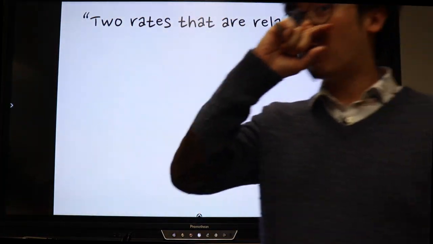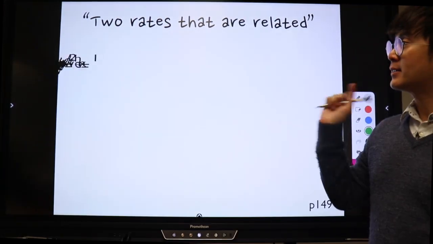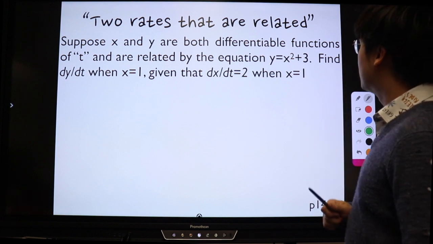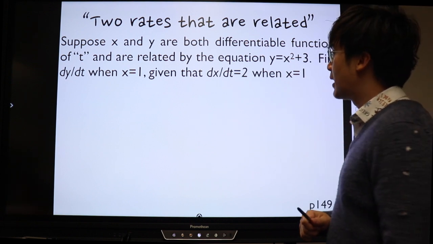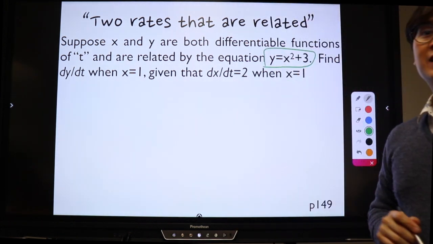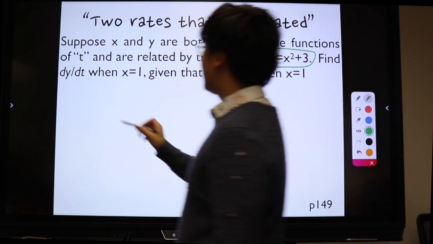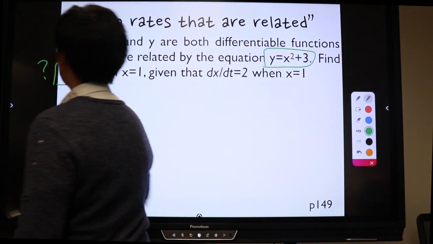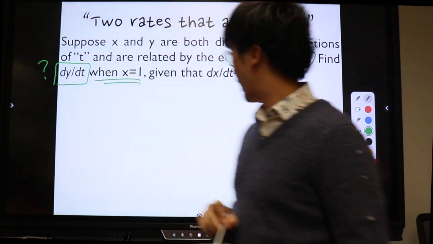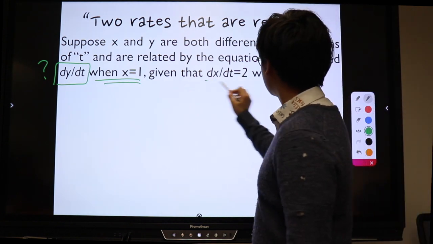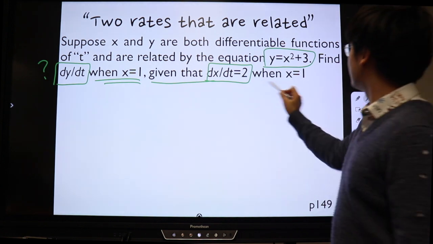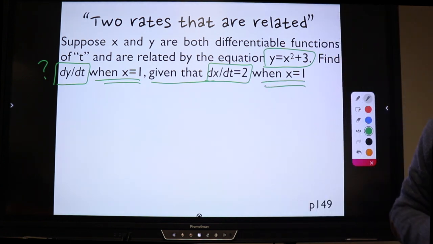The problem a little bit more exciting. This is our problem. Suppose x and y are both differentiable functions of t and are related by the equation y equals x squared plus 3. Find dy dt when the value of x is equal to 1, given that dx dt is equal to 2 when x is equal to 1.